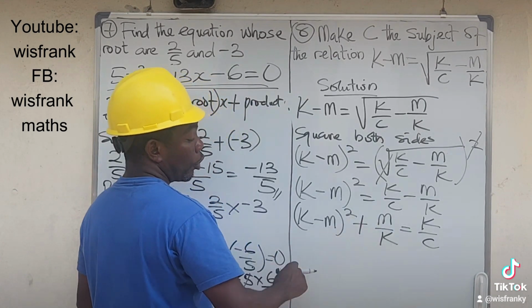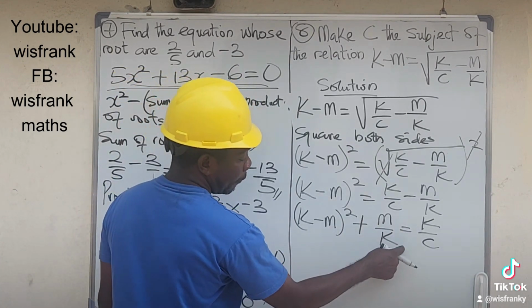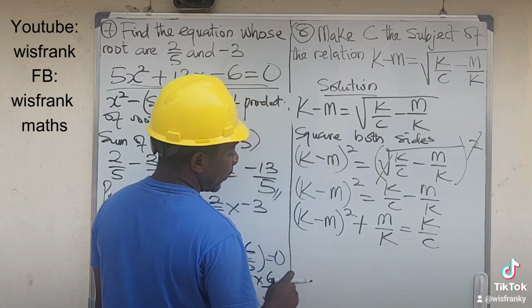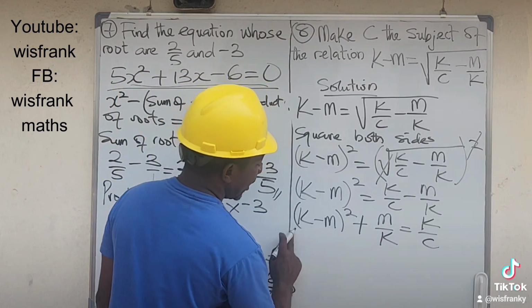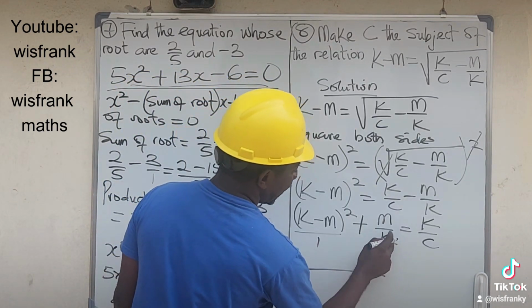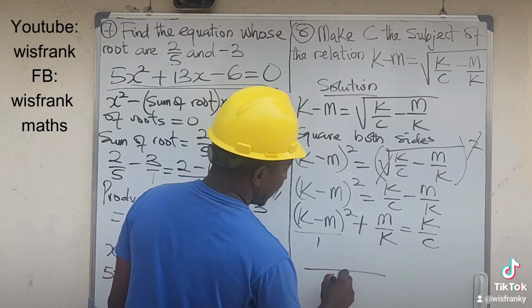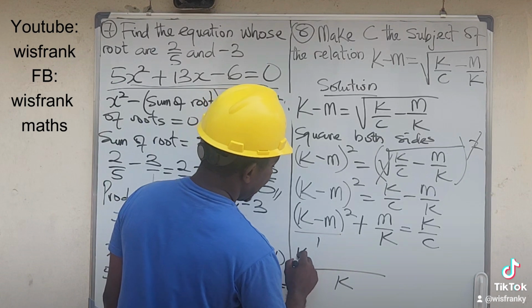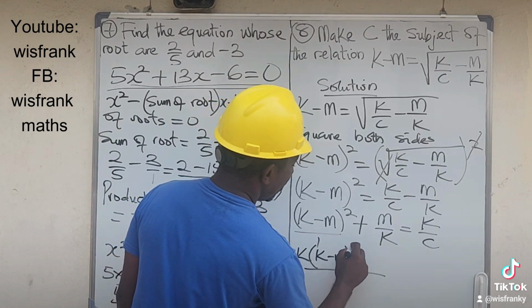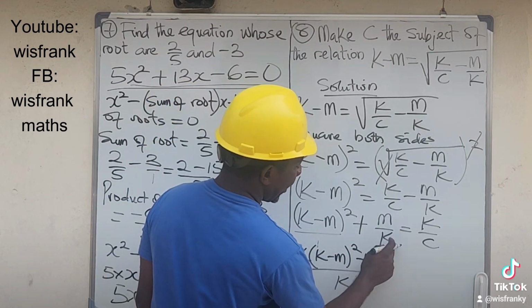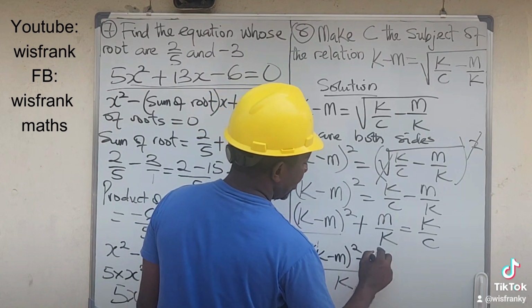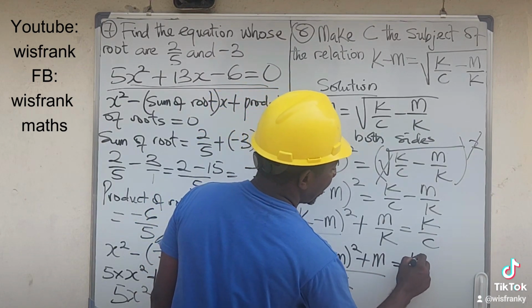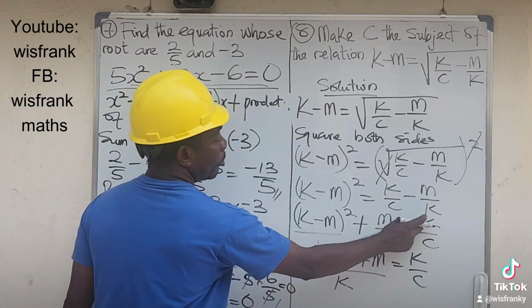Here, we cannot cross multiply because this is a fraction. We have to add these two together. Adding these two together, this is the same thing as all over 1. Then we take the LCM. The LCM of 1 and k is k. So we have k all over 1 is k. k times this, we have k into k minus m all to the power of 2, plus k all over k is 1, 1 times m is m, equals k all over c. We just bring down this.